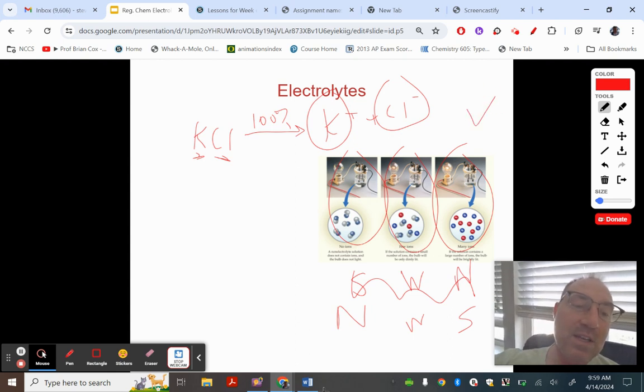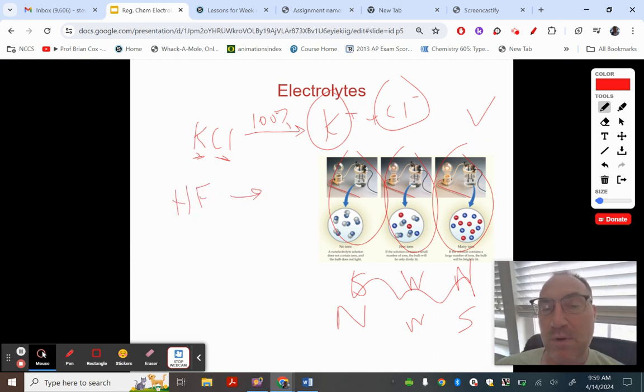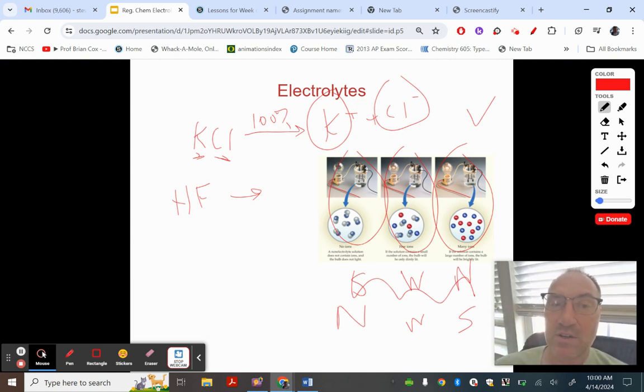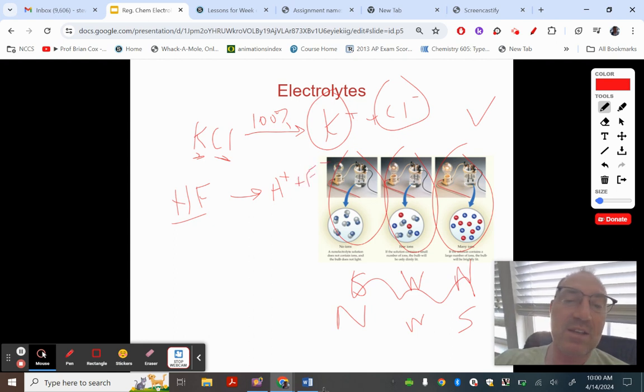If I have something like HF, HF is what we call a weak acid, and you know that because it's not one of the 7 strong. There are 7 really strong acids that are strong electrolytes. So this is a weak electrolyte, and it breaks up into a little bit of this. Oftentimes they'll write a double arrow showing that it's partial.